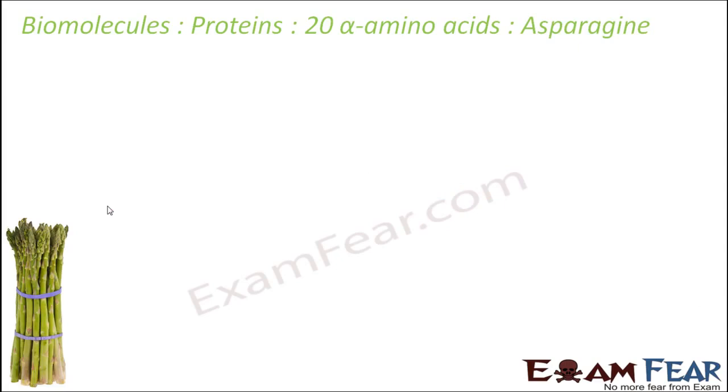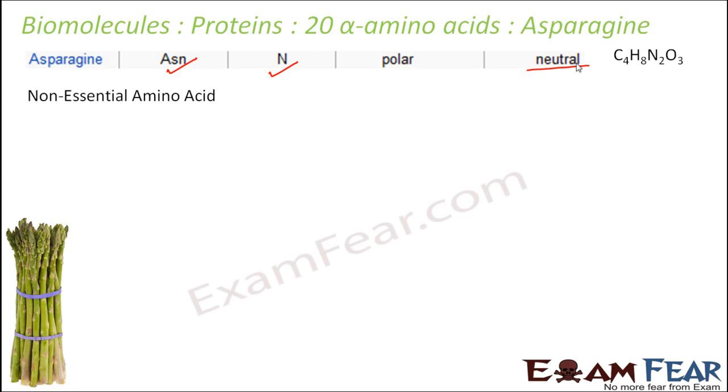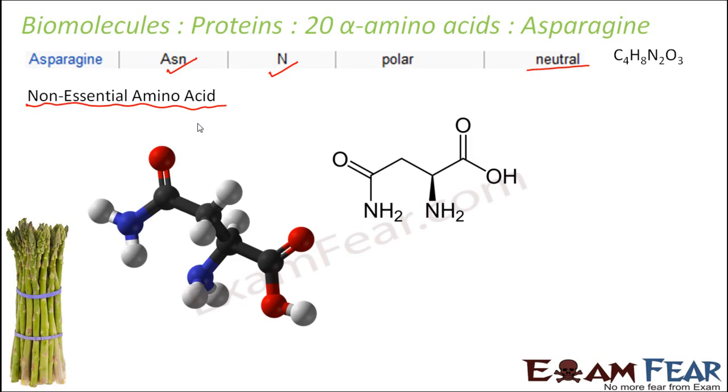Let us look at the third one, that is asparagine. So what is asparagine? For this, the 3-letter form is ASN and the 1-letter symbol is N. It is polar and neutral because again this also has the same number of amine and carboxylic groups. This is a non-essential amino acid, so this is also synthesized inside the body.